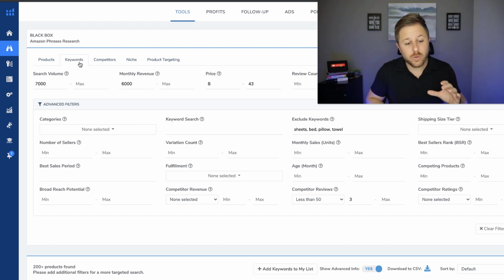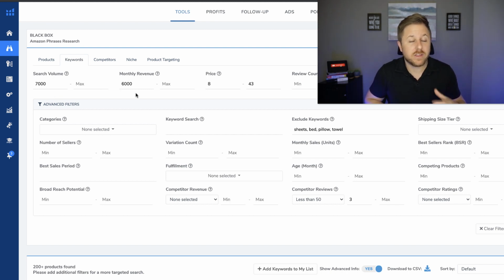So I use the keywords tab. So we're trying to find a product based on the keyword data. So I put a minimum of 7,000 right here. That means the product that we find is going to have a main keyword with a search volume of over 7,000 monthly searches on Amazon. So that's what I put in that section.